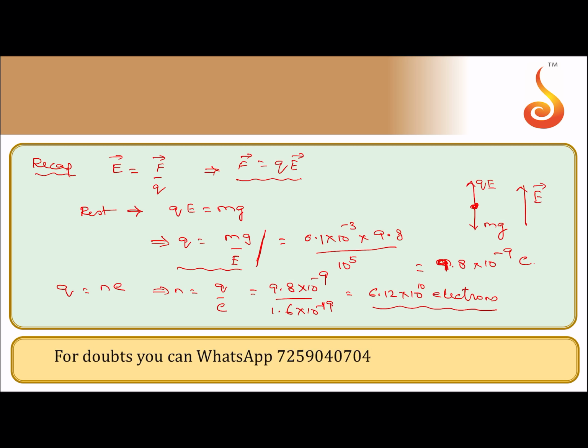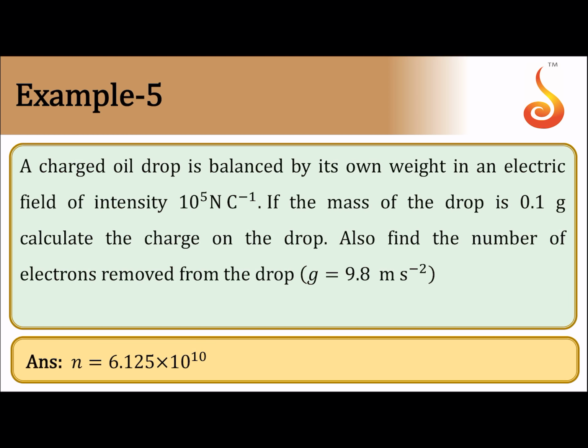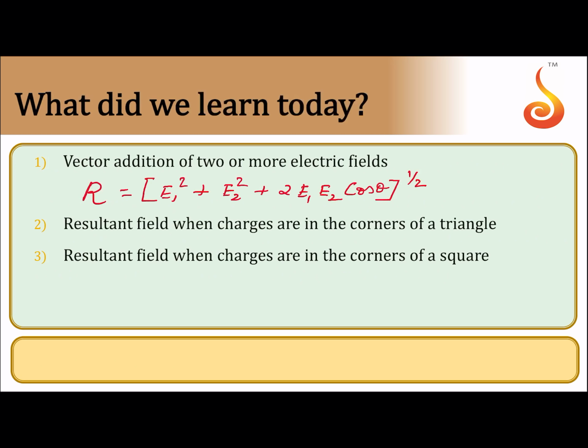So that then would be the Millikan oil drop experiment for you all. I think that's the last example that we have to do today. If I was to recap what we learned today, we learned about vector addition of two or more electric fields. Very important: R is equal to (E1² + E2² + 2 E1 E2 cos θ) raised to the power half. That is the only thing that I taught you all today.